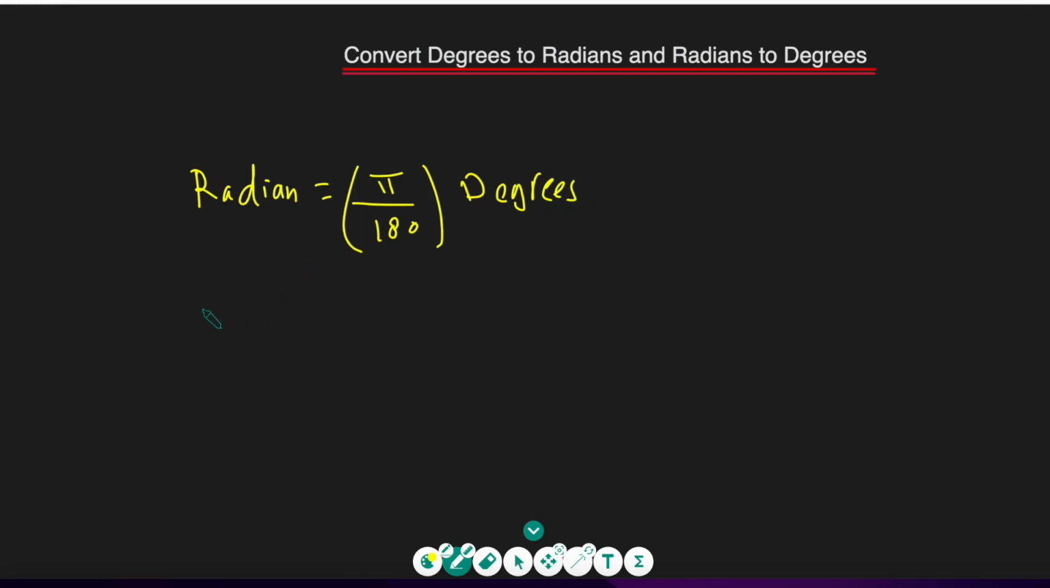And if we want to convert radians to degrees, then we'll just do the opposite. Flip it: 180 over pi times radians.